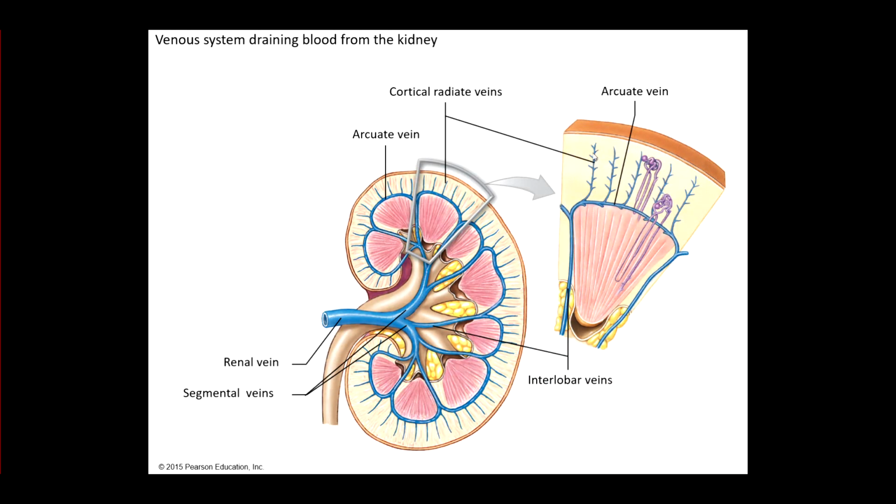Again, here's just showing the veins, right? Cortical radiate vein to the arcuate vein to the interlobar vein, and then again these interlobar veins are going to go to the renal vein. Here's actually a picture showing segmental veins. Again, there's a lot of controversy with that. You can just ignore that. We're going to say there are no segmental veins.